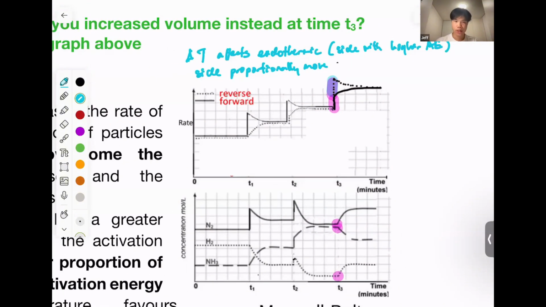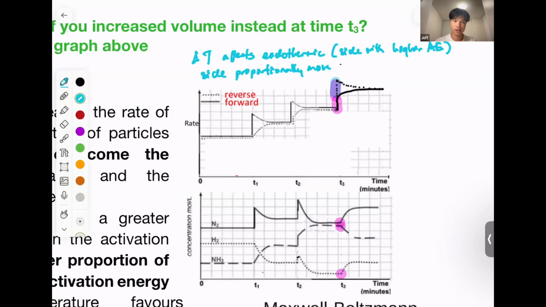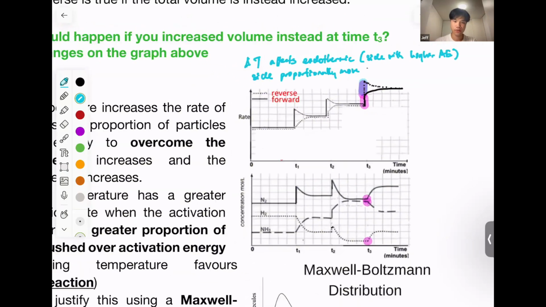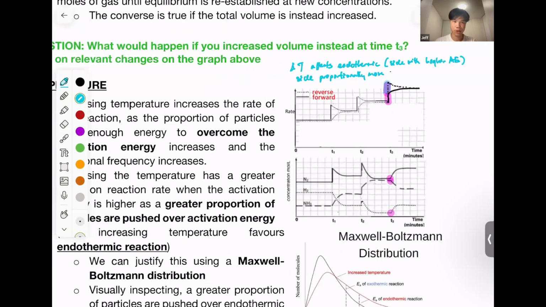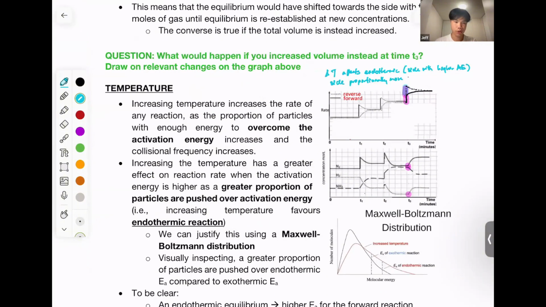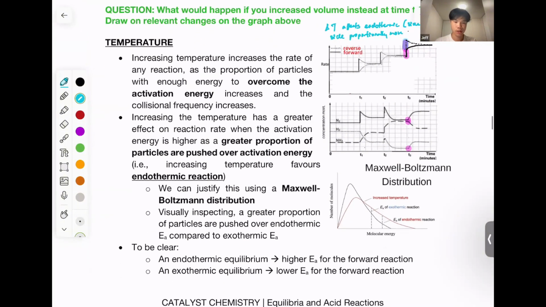And so here, that creates a separation in rates again. The reverse rate is now higher than the forward. When the rates come back together, this is because the reaction has proceeded to the left in the reverse direction, and hence equilibrium shifted left in this case. And we can always justify that through Maxwell-Boltzmann if we wanted to as well. Any questions on the temperature change?